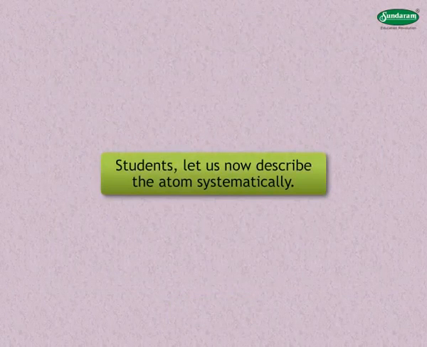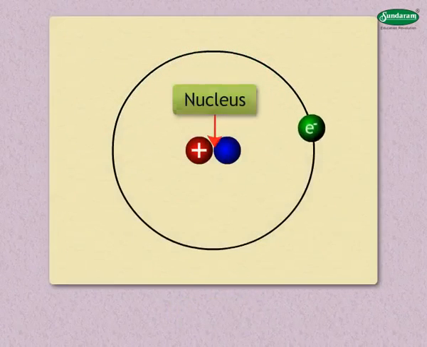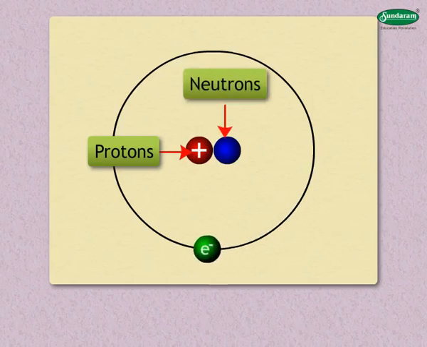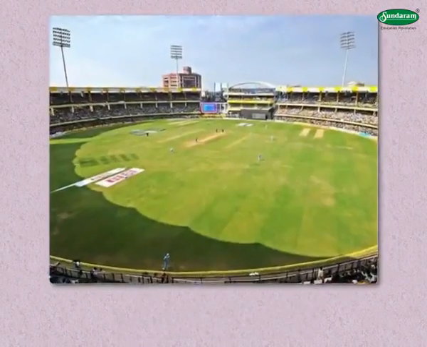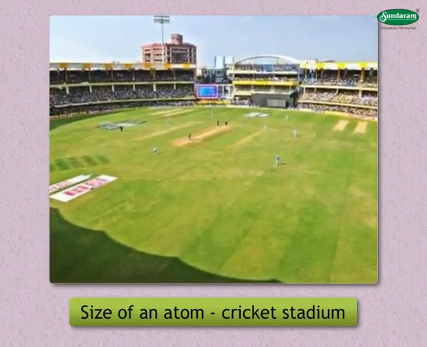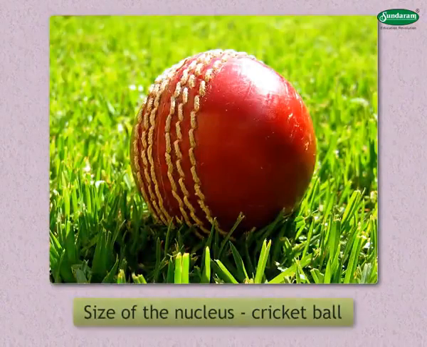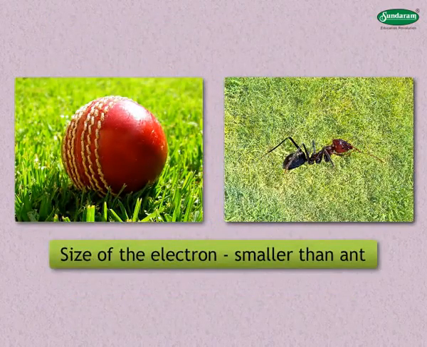Students, let us now describe the atom systematically. An atom consists of a nucleus which contains protons and neutrons. Electrons revolve around the nucleus in fixed orbits. Imagine that the size of an atom is as big as the size of a professional cricket stadium. The size of the nucleus would be about the size of a cricket ball in proportion, and the size of the electron would be smaller than the size of an ant.